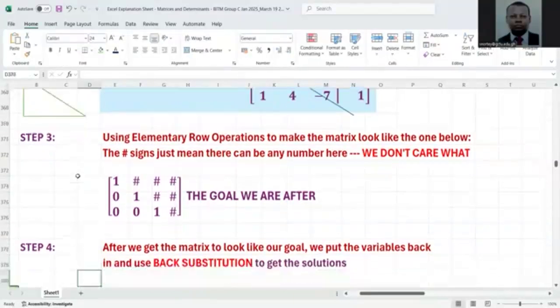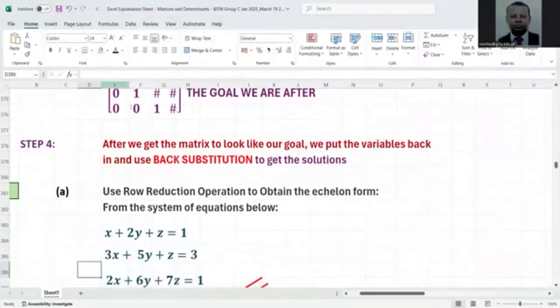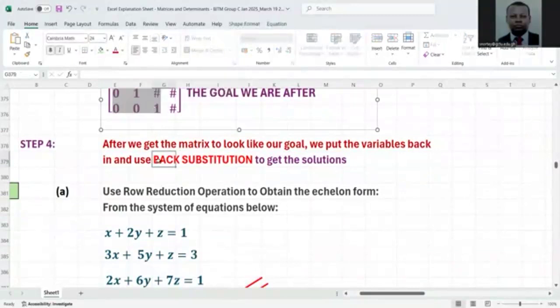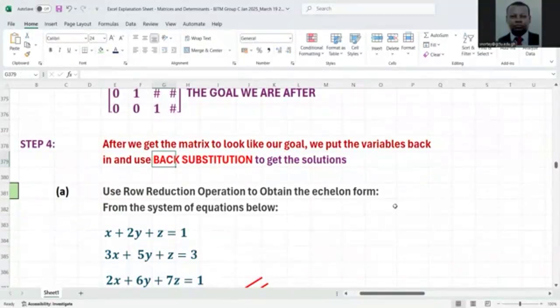And then the fourth step is that when you're able to express your rows and your columns to look like this, then we do back substitution to solve our problems. Okay, so these are the rules. Let's see whether we can take an example to be able to solve and see whether the explanation becomes clearer. Okay, so this is our first example.